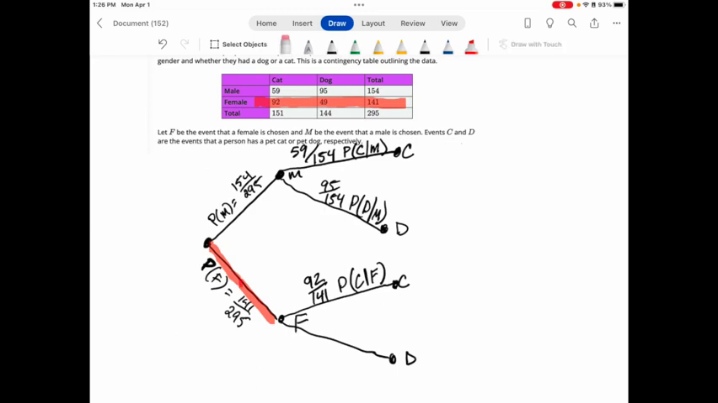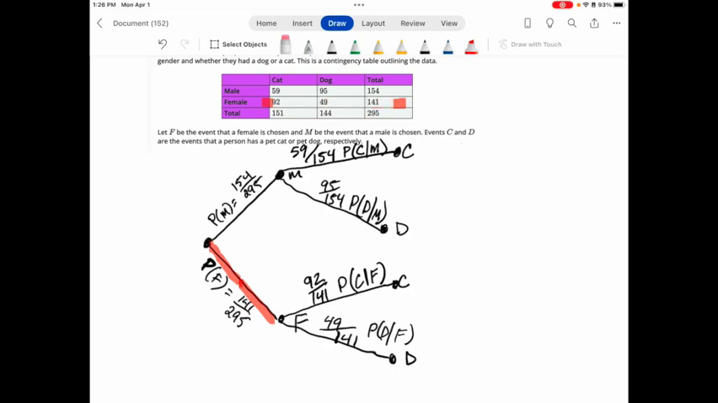Okay. Now we're going to do one last branch. What's the probability of picking someone with a dog, given that we know we picked from the female group? That's our assumption. So if we look at the group of females and just the ones that have dogs, that would be 49 out of 141. So this is the probability that I pick a dog, given that I already picked a female.